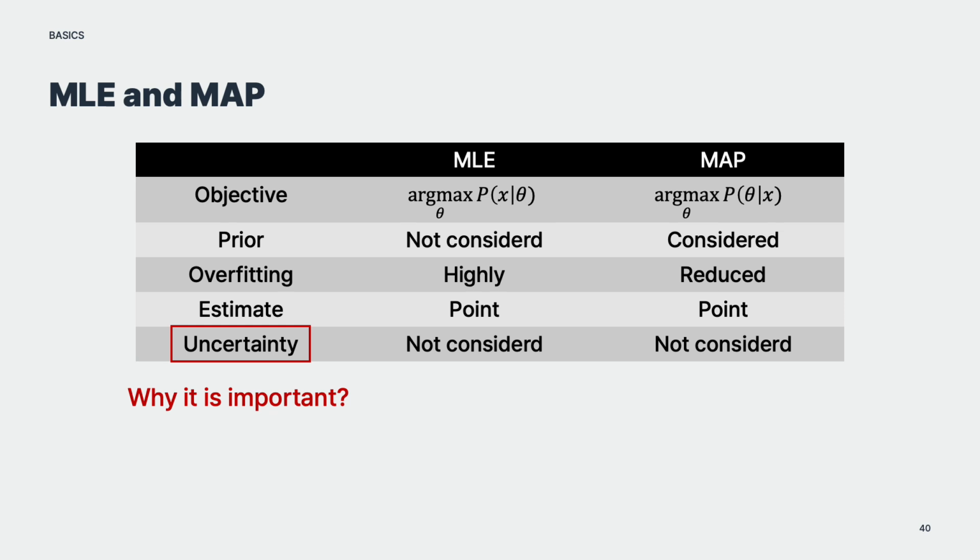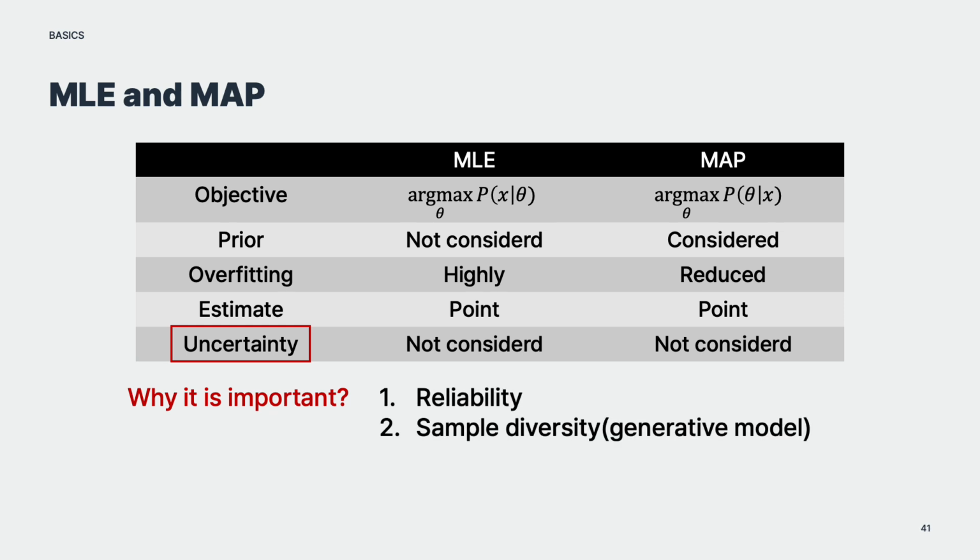So why is uncertainty important? First, for reliability. When a model can express its confidence or uncertainty, its predictions are more interpretable and trustworthy, especially in high-stakes domains like medicine or autonomous driving. Second, for sample diversity. In generative models, explicitly modeling uncertainty allows us to sample diverse and realistic outputs, rather than collapsing to a single deterministic solution.